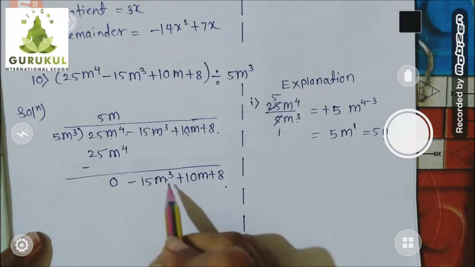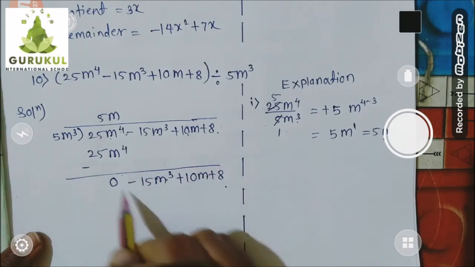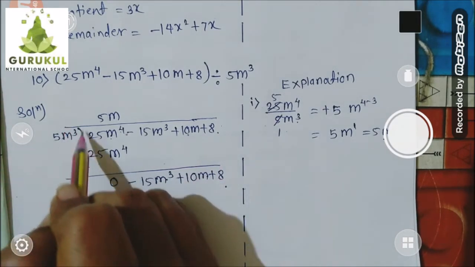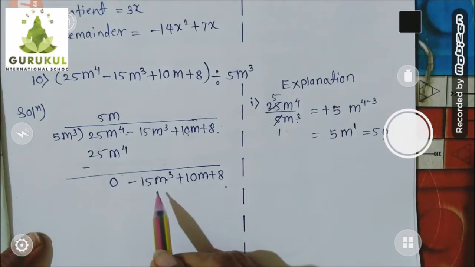One more thing you have to check. What is the degree of this full remainder? The highest power of this full polynomial is 3. And here the highest power of the divisor is 3. See, they are equal. So you can continue your division.